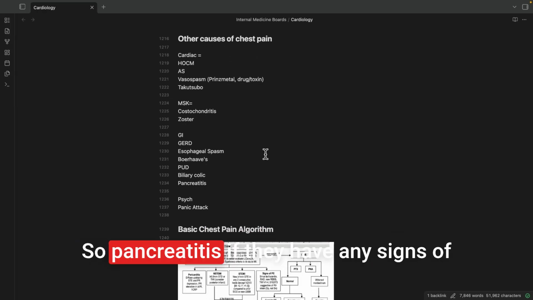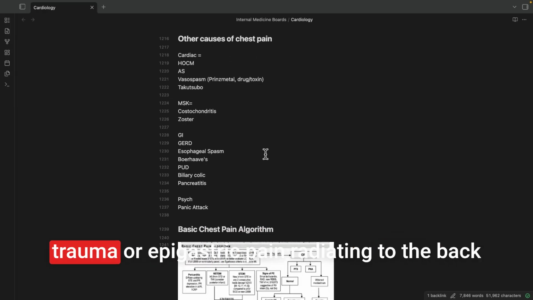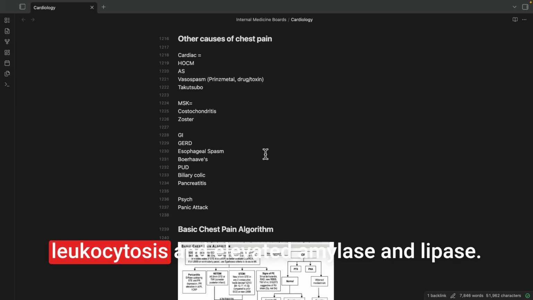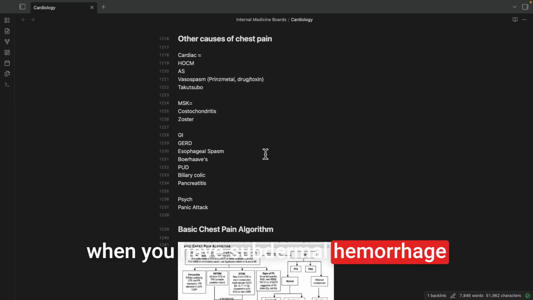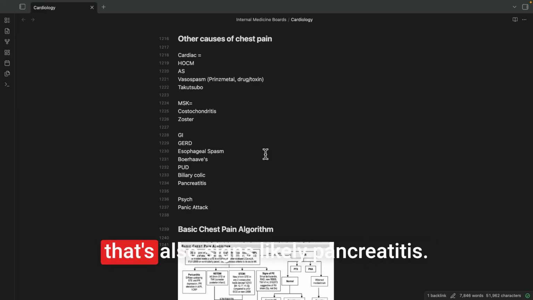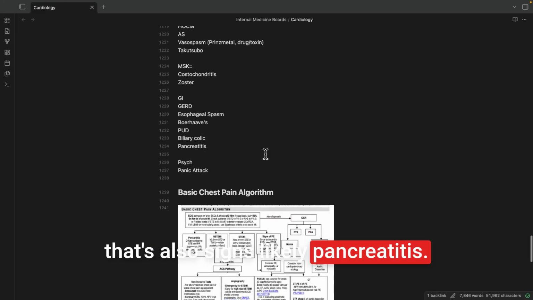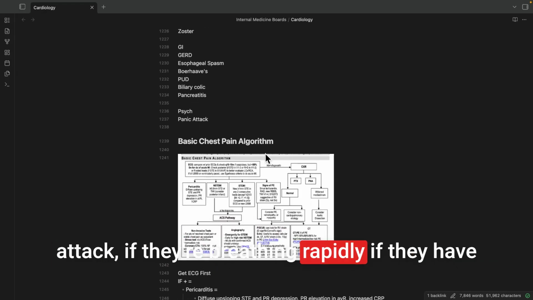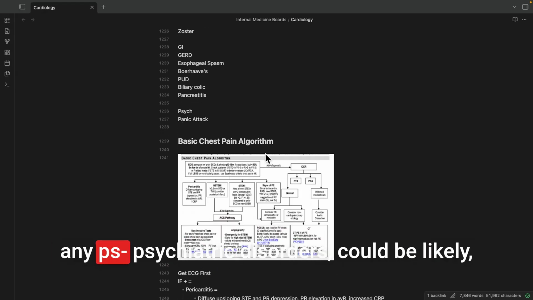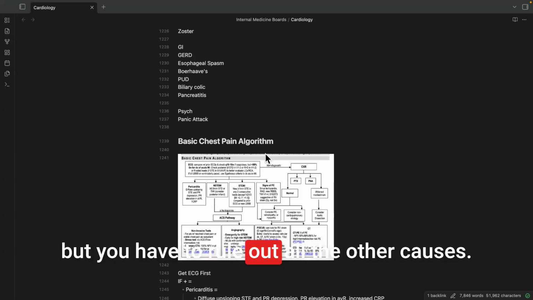Pancreatitis: if they have any signs of trauma or epigastric pain radiating to the back, leukocytosis and elevated amylase and lipase. I forget the name of the sign, but it's when you have a subdermal hemorrhage of the skin in your epigastric region, which is also a sign of likely pancreatitis. All right, psychological causes of chest pain, like panic attack, if they're breathing rapidly or have any psychiatric disorders, could be likely, but you have to rule out all the other causes.